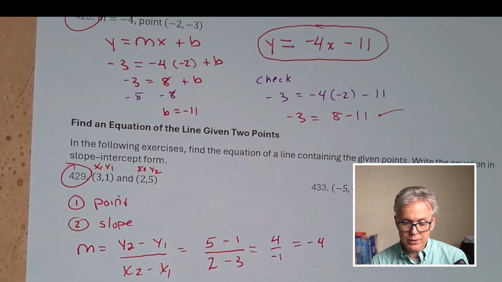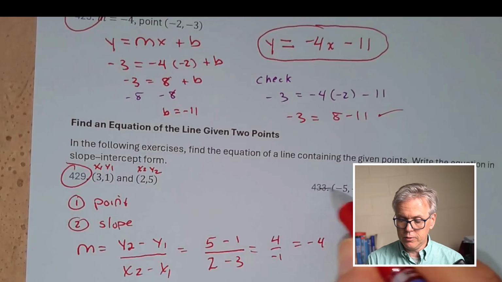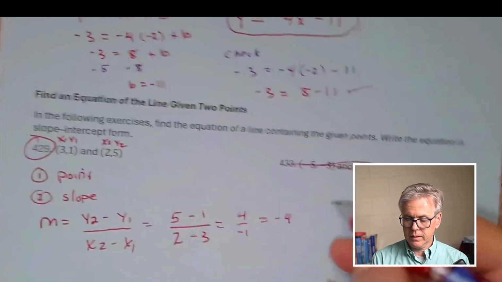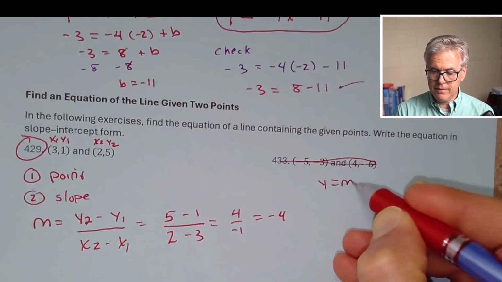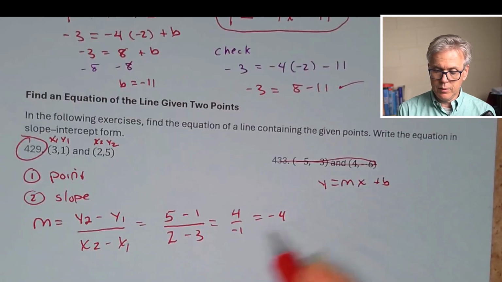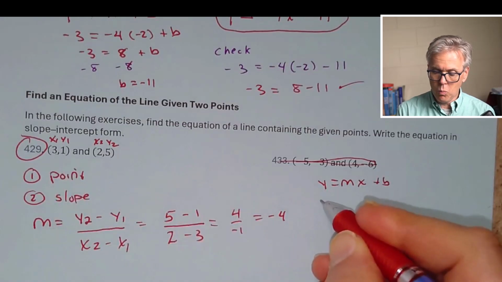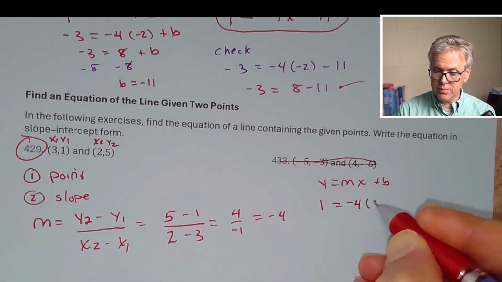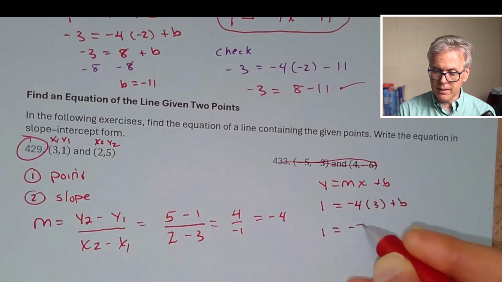Now I'm going to do pretty much what I did in the previous problem. So y equals mx plus b. I'm going to plug in either point. Let's just choose this first one, 3, 1. So 1 equals negative 4 times x, which is 3, plus b. And then solve for b.